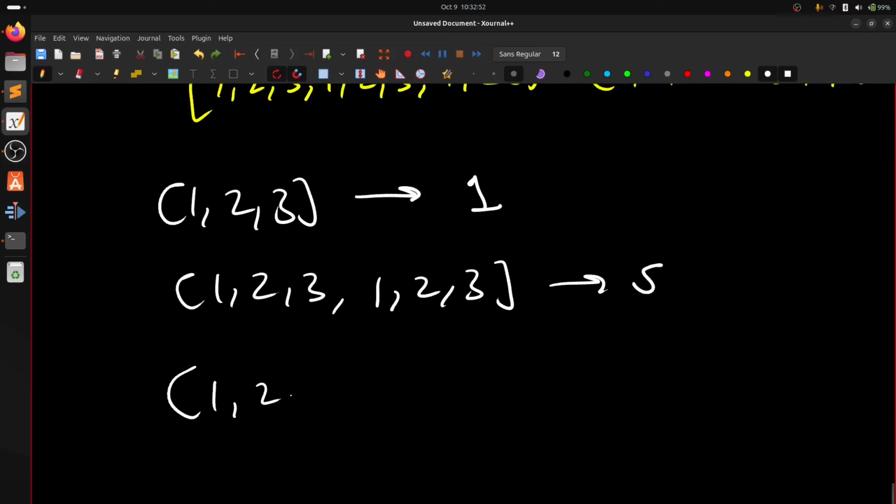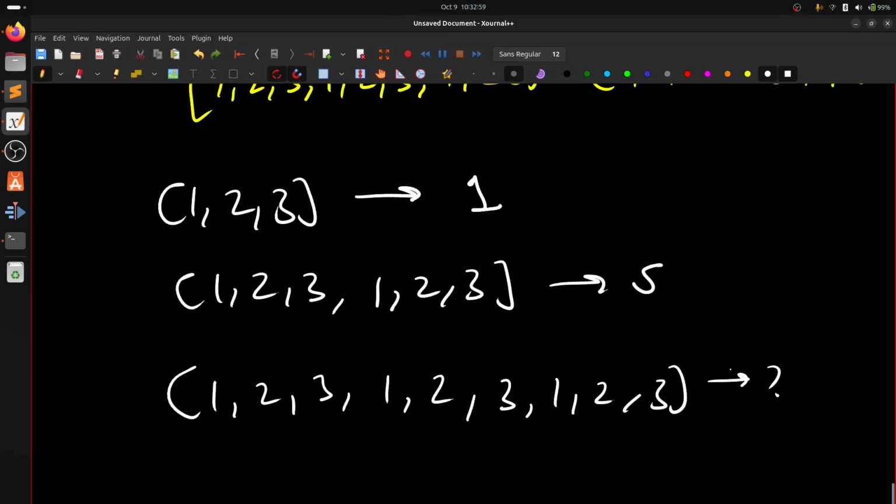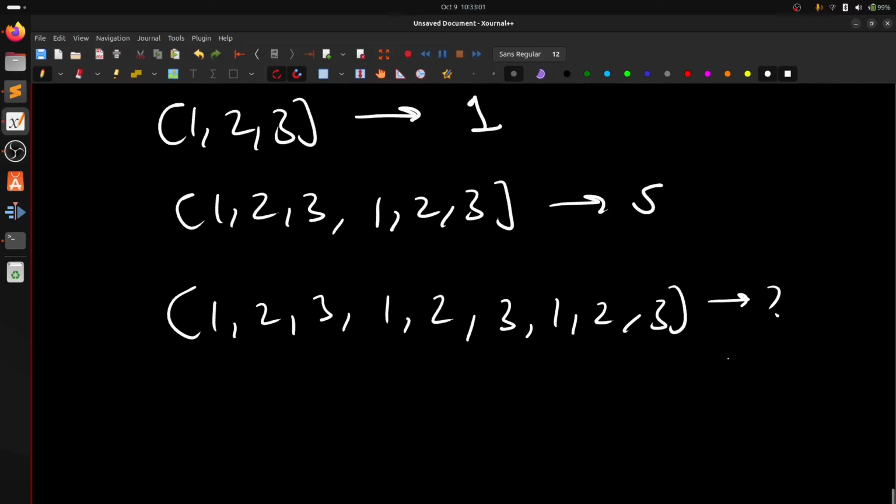And what about 1, 2, 3, 1, 2, 3, 1, 2, 3, right? So how many will be there? We don't know. So what we can do is try and figure it out, right? From each starting one, if we start at a one, then we can end at each possible three basically, right? We can end here, here, here, right? And from this one we can end here, here, right? And from this one we can end here. And all of these will be balanced.